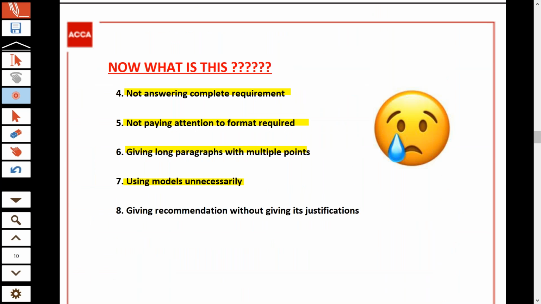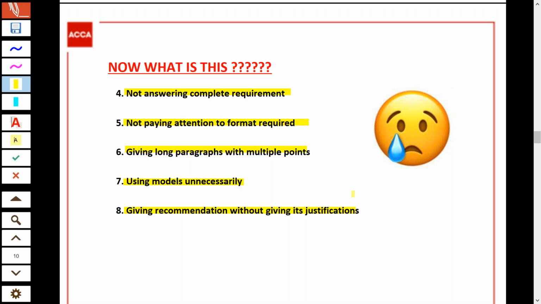And lastly, as per the examiner, when he wants a recommendation, students give recommendations, but they don't give justifications. They recommend that okay, we should go with option A, but they don't say why. So whenever you are expected to give a recommendation, you must also give a small justification on why you are suggesting what you are suggesting.